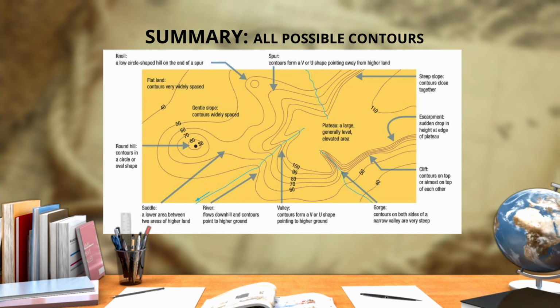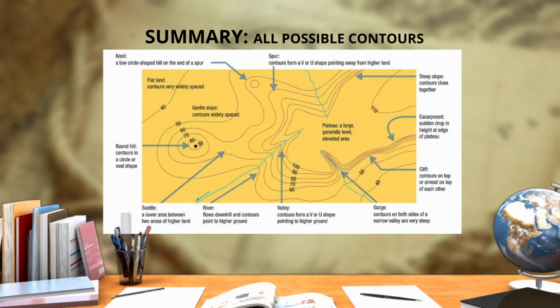Then we have a river which is drawn in there, obviously flowing toward lower land. Then we have a round hill there, which is in a concentric, circular space, but that circular space has a smaller inner space. Then we have our saddle there, which is a land between two higher lands.